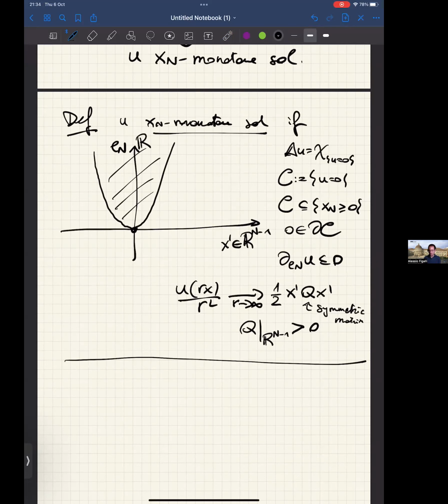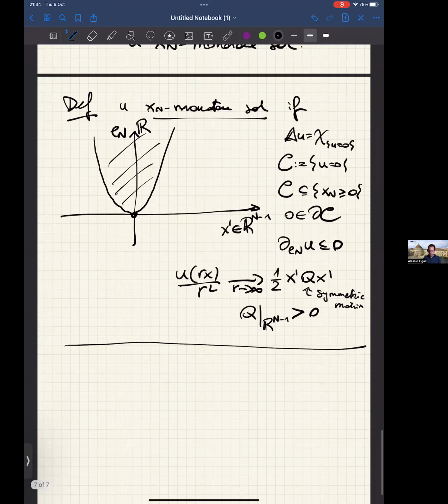Now you have to work with such a function. Okay, what do we do? The first thing we do is try to make some educated guess of how it looks like, right? So we know that the Laplacian of u is positive. What do we know? The Laplacian of u is 1 outside and u is 0 inside.